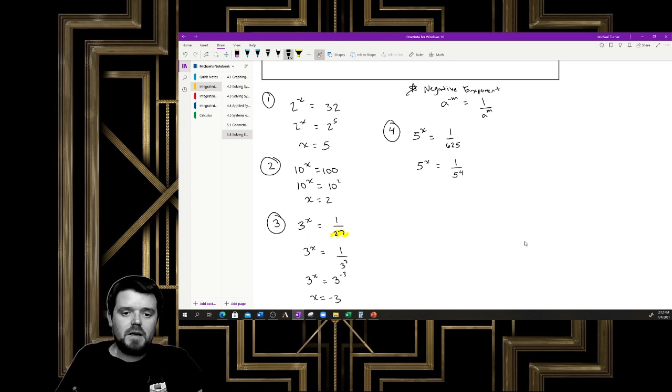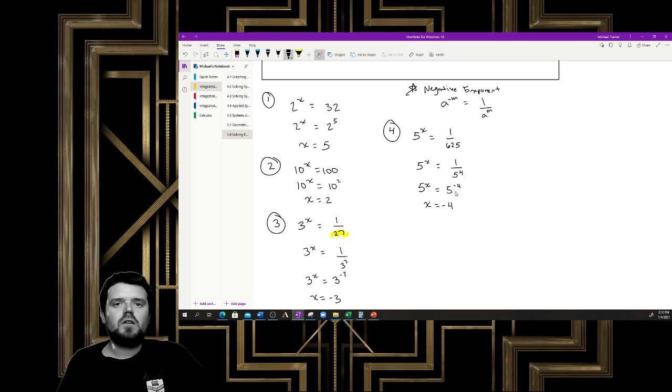We need the bases to be exactly the same on both sides, so I'll use my negative exponent rule to rewrite that as 5 to the negative 4th power. And now that the bases are the same, my answer is x equals negative 4.